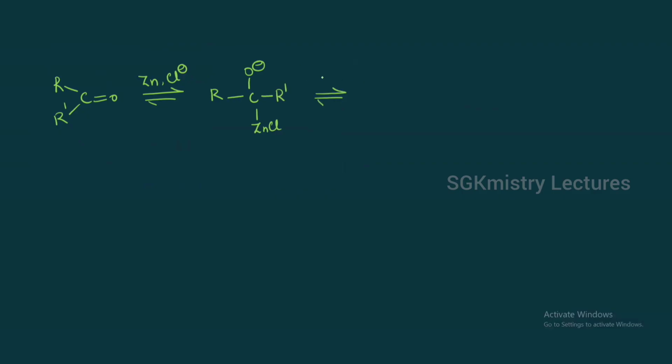So in the presence of H plus, now what is going to happen? You have R, C, here OH. Let me take one more as R dash. Now ZnCl. Now in the presence of H plus, this lone pair of electrons can attack here and the H2O can be removed off. So because of which the carbon will get the positive charge. So R dash, here ZnCl.